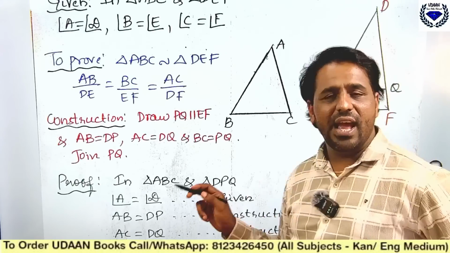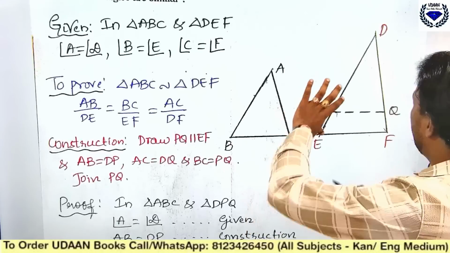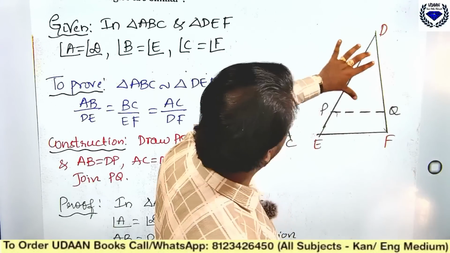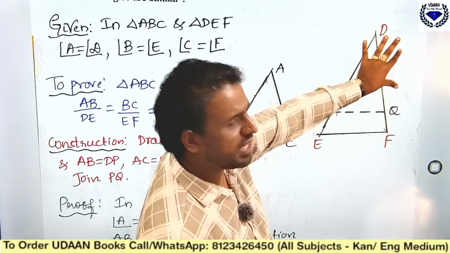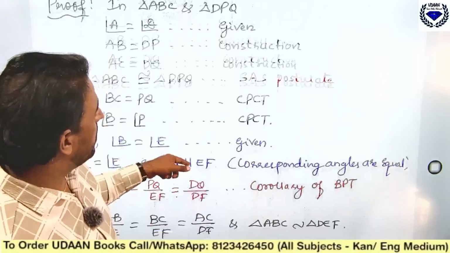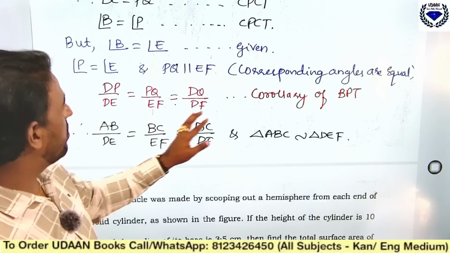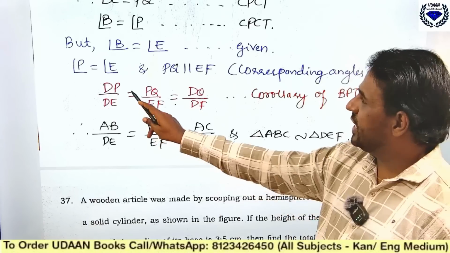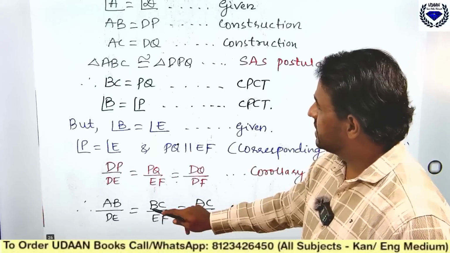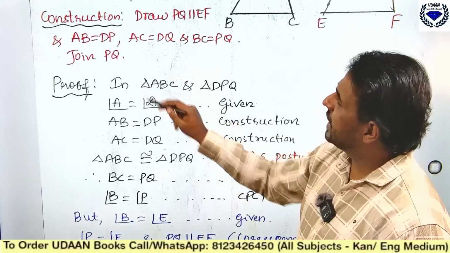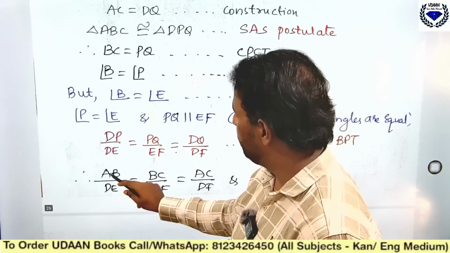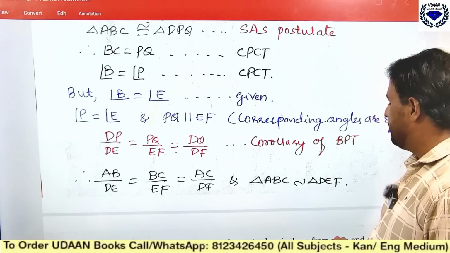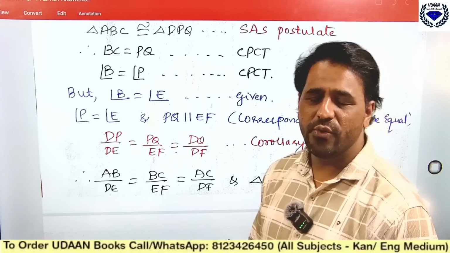If they are parallel, I will use what? Thales theorem, the corollary, smaller length by bigger length. Okay, so I can write it as bigger length by smaller length, bigger length by smaller length. You will get the answer. You write the corollary of BPT, you should use bigger length by smaller length. Then use this construction here. AB is equal to DP. So in place of DP, write AB, PQ is BC, DQ is AC, and triangle ABC is what? Similar. I hope you find it.